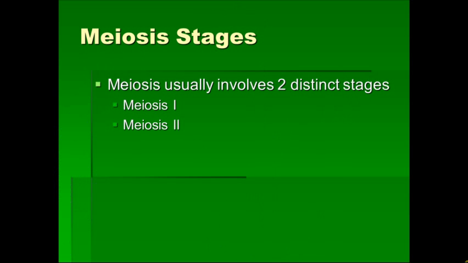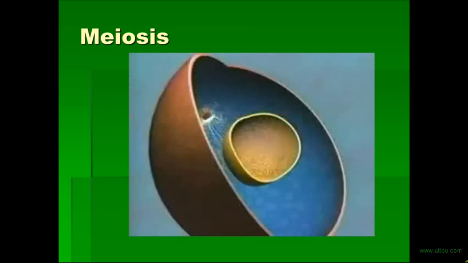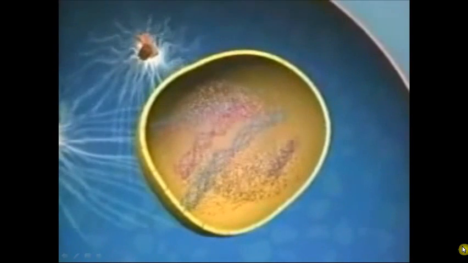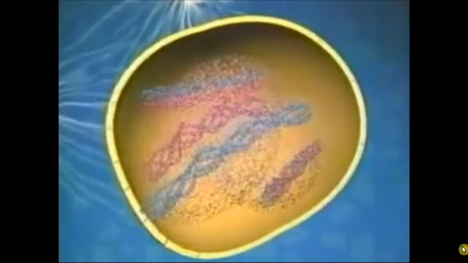Meiosis stages. Meiosis usually involves two distinct stages, meiosis 1 and meiosis 2. We're going to first start with meiosis 1. Now, today what I've got is a short little video that just kind of shows what's happening in the cell. And you'll notice this is very similar to before.